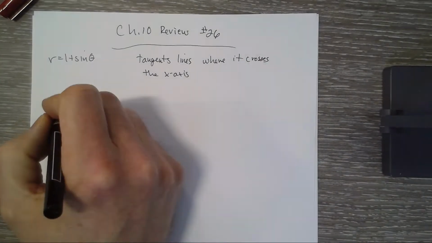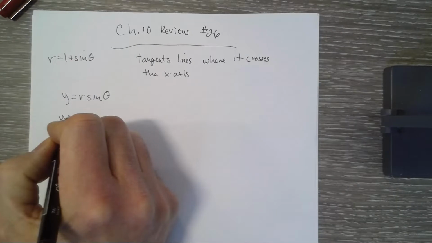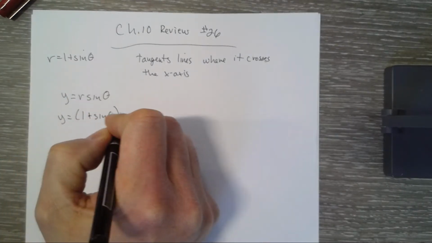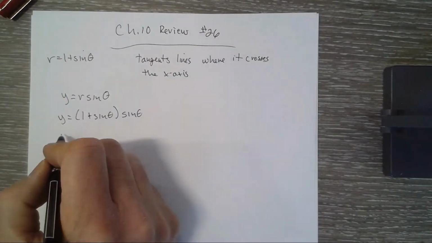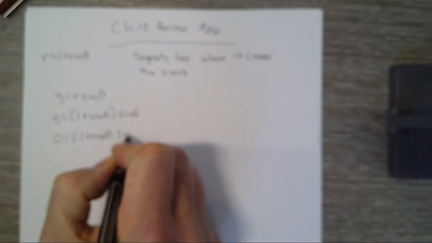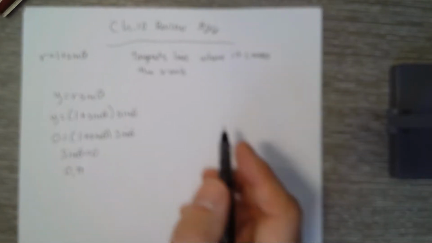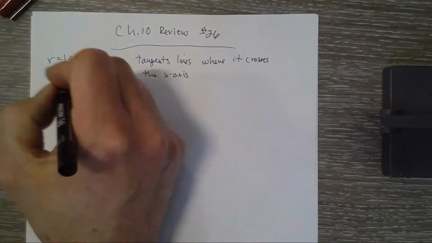So y is equal to r sine theta. So y is equal to 1 plus sine theta times sine theta, because that's what r is. Set that equal to 0. It's already factored, so we can set each of those equal to 0. Sine is 0 at 0 and pi. I assume we're going from 0 to 2 pi.